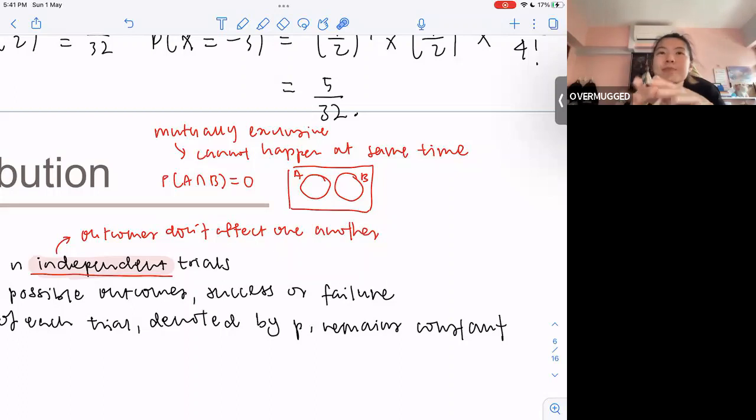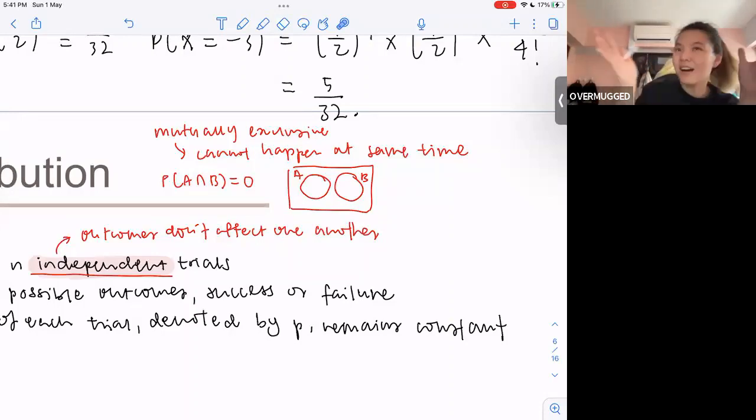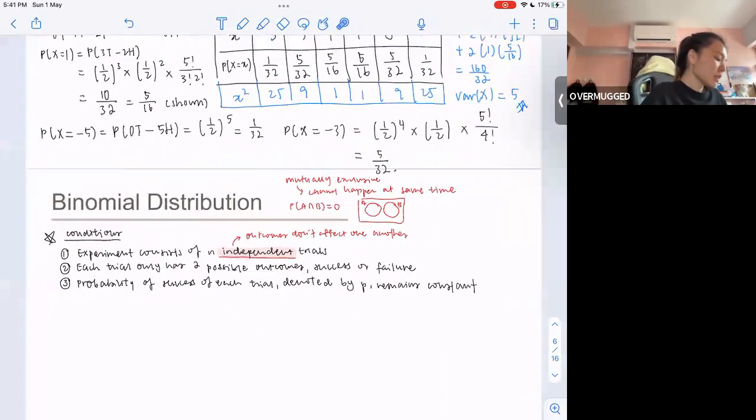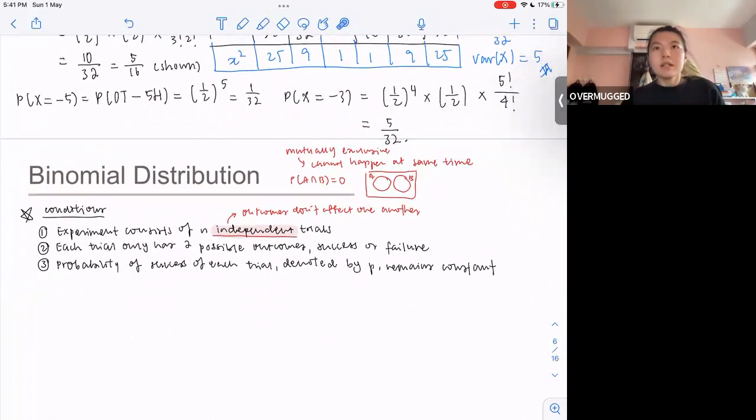But if I took out the card and got a 4 of hearts, which means I didn't win, then I put it back in and shuffle the deck again and let you pick a card, then yes, they are independent events because you still have an equal probability of that happening. Okay, so I hope that is clear and illustrates it well. So these are your 3 conditions that you have to remember.